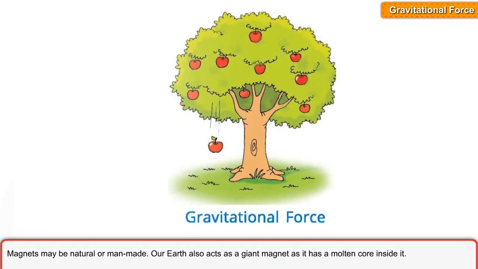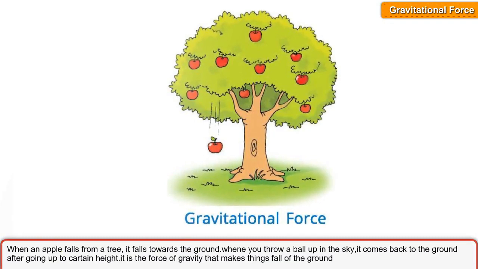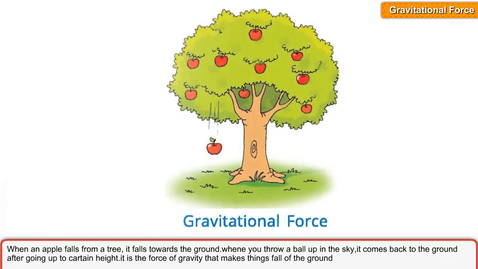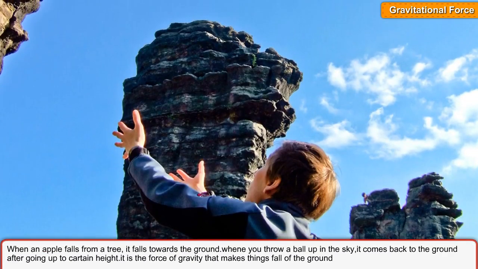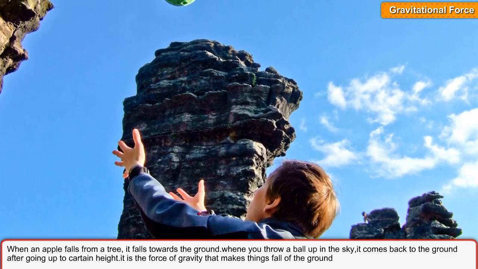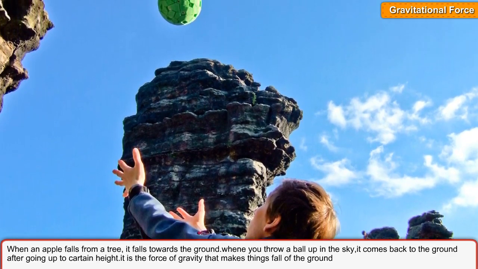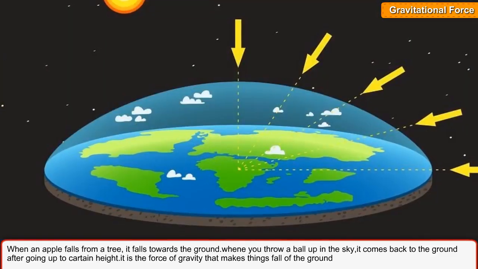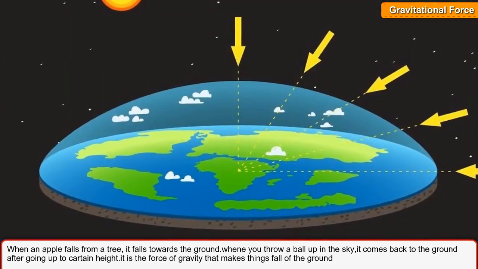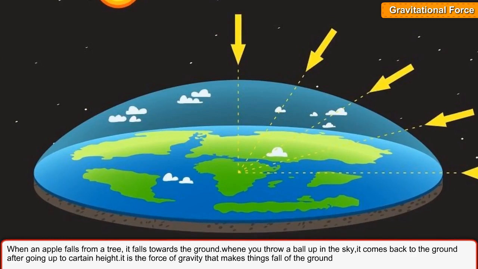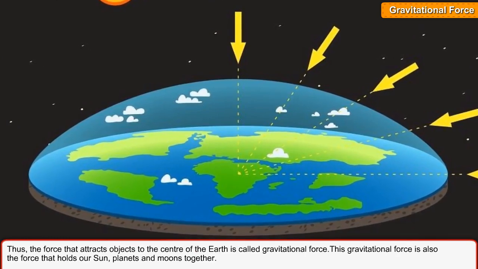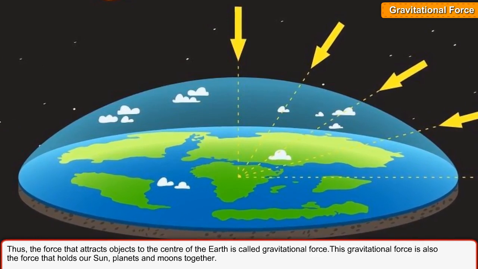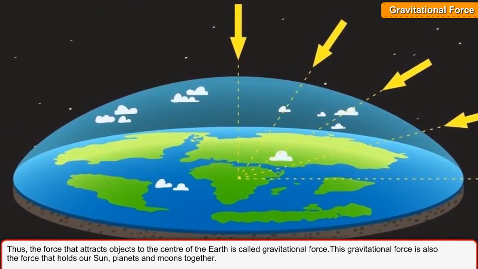Gravitational force. When an apple falls from a tree, it falls towards the ground. When you throw a ball up in the sky, it comes back to the ground after going up to certain height. It is the force of gravity that makes things fall to the ground. Thus, the force that attracts objects to the center of the earth is called gravitational force.